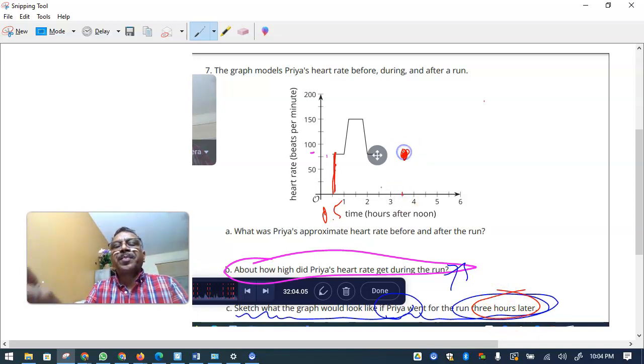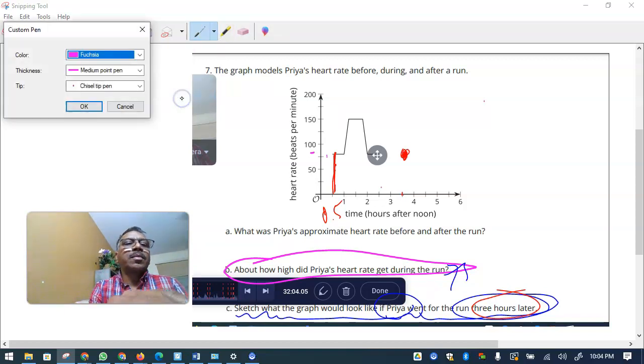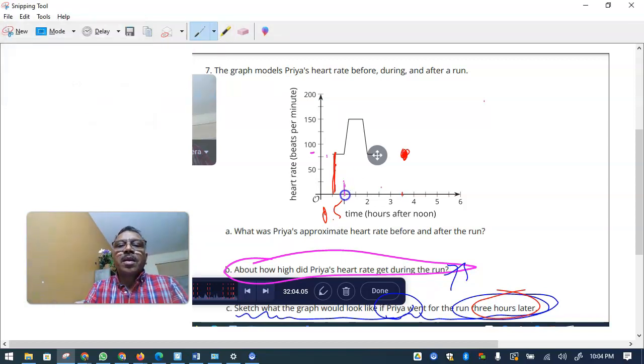Then one more thing I want you to check is this point at exactly 1 hour from noon. That's where she starts running, right? So 1 plus 3 is 4. So this point will move here, and that's how it starts.